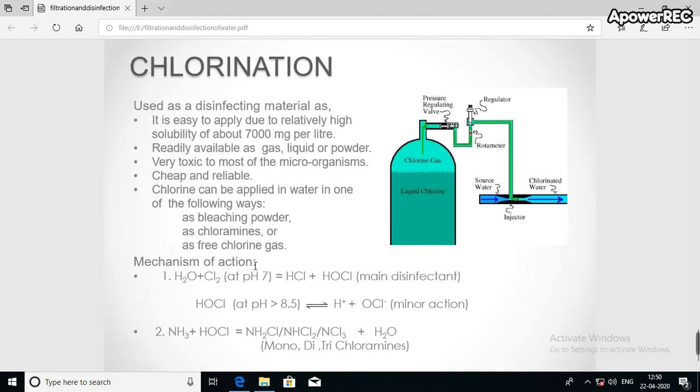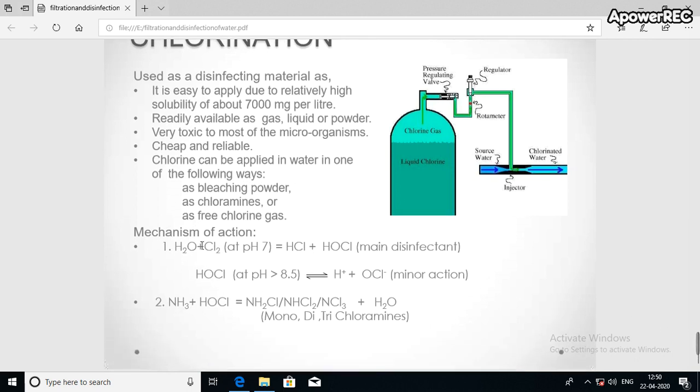Then another method which is very reliable as well as very popular is chlorination. With the help of chlorination, we can easily remove toxic microorganisms from the water. Chlorine is applied as free chlorine gas or the easily available bleaching powder. The mechanism of action has been shown. In those two cases, the main disinfectant is HOCl, and with the help of that, we will be able to easily disinfect the water.